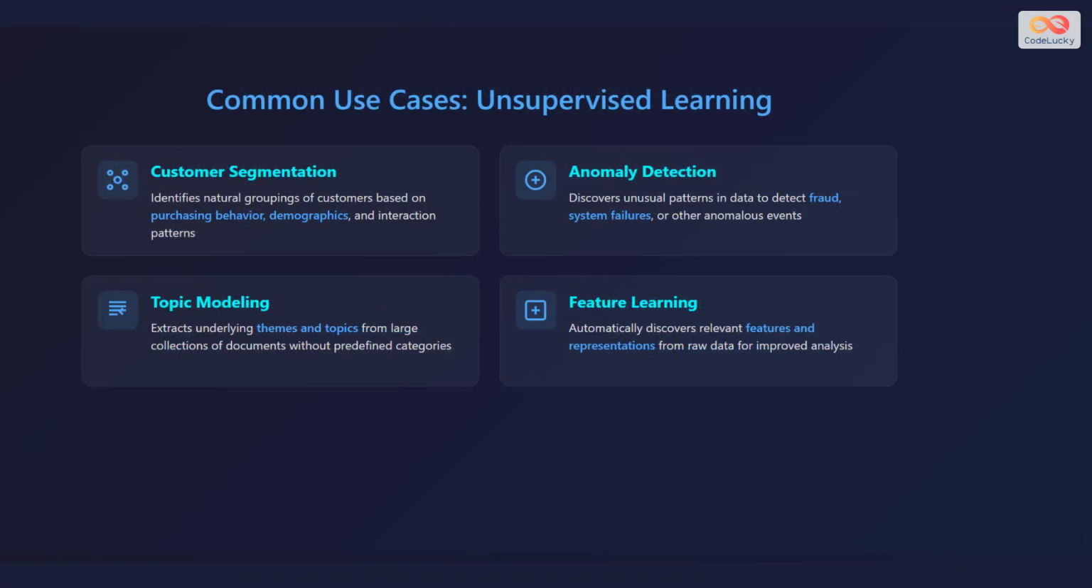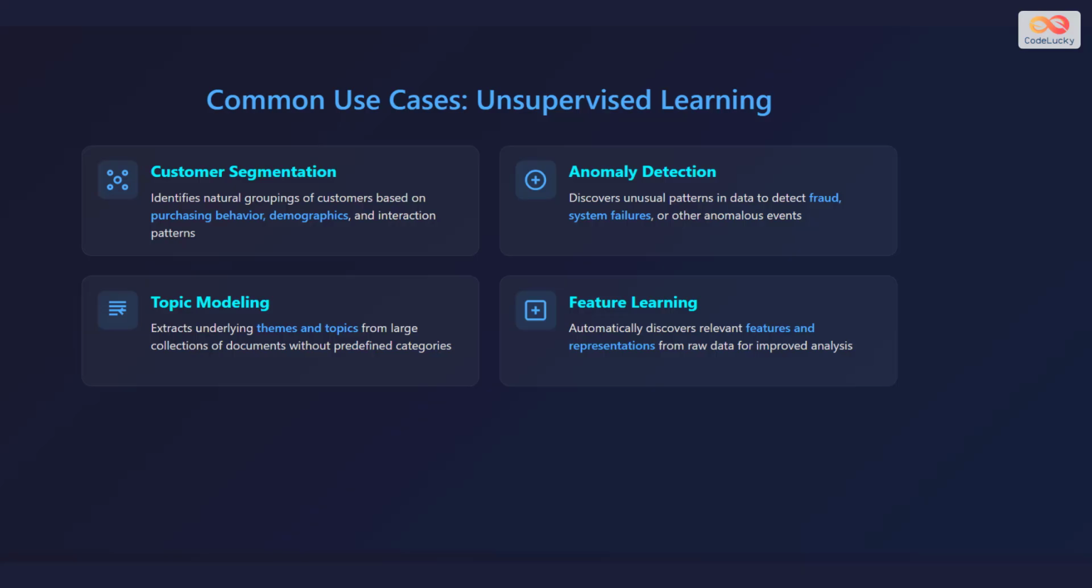Now let's explore some common use cases for unsupervised learning. First, customer segmentation. Unsupervised learning identifies natural groupings of customers based on purchasing behavior, demographics, and interaction patterns. Second, anomaly detection. Unsupervised learning discovers unusual patterns in data to detect fraud, system failures, or other anomalous events.